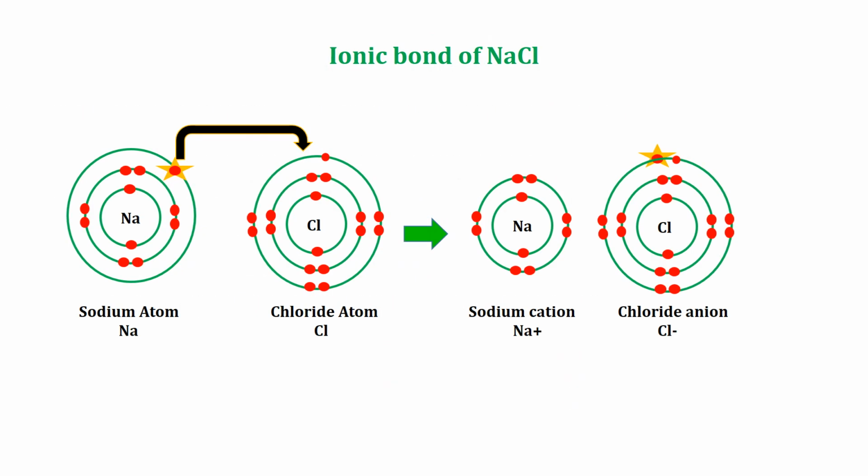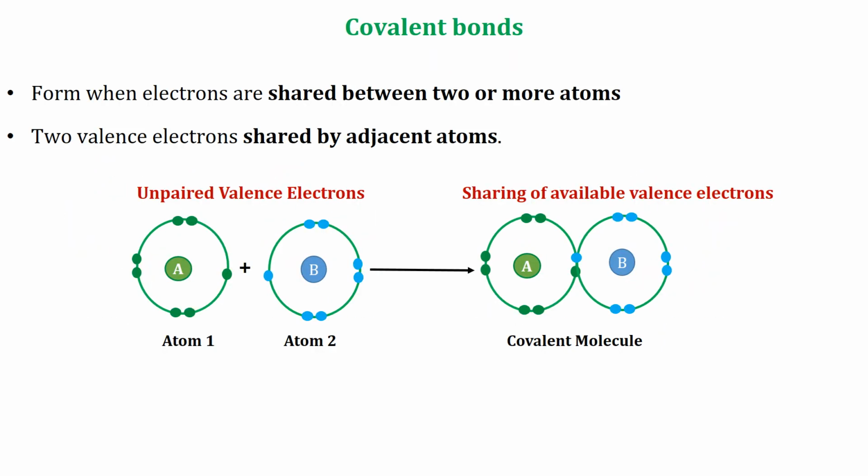In sodium chloride, sodium loses an electron to become a sodium ion and chlorine gains an electron to become chloride. The opposite charges attract, forming a strong ionic bond. Unlike ionic bonds, covalent bonds are formed when atoms share electrons. This sharing can happen between two or more atoms, forming strong and stable bonds. These bonds are crucial in the structure of many biological molecules.